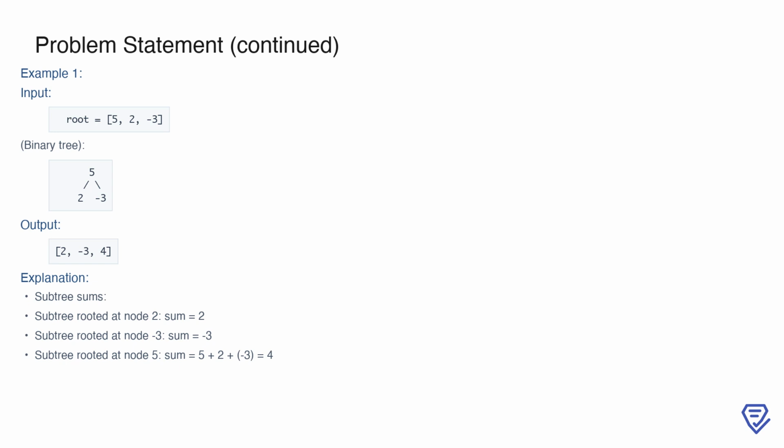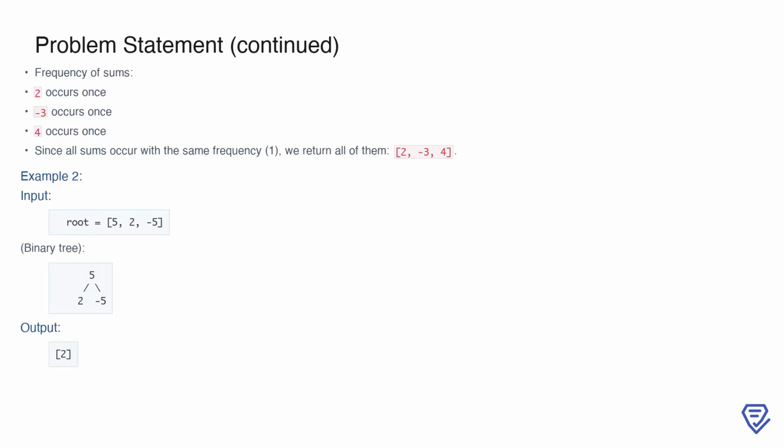Finally, for the root node with value 5, the subtree includes all three nodes, so the sum is 5 plus 2 plus -3, which equals 4. Now, let's calculate the frequency of these subtree sums. The sum 2 occurs once, the sum -3 occurs once, and the sum 4 also occurs once. Since all the sums have the same frequency of 1, we include all of them in the output. Therefore, the result for this example is 2, -3, 4. We can return these values in any order since there are no restrictions on the sequence. This demonstrates how we compute and aggregate the subtree sums across the tree.